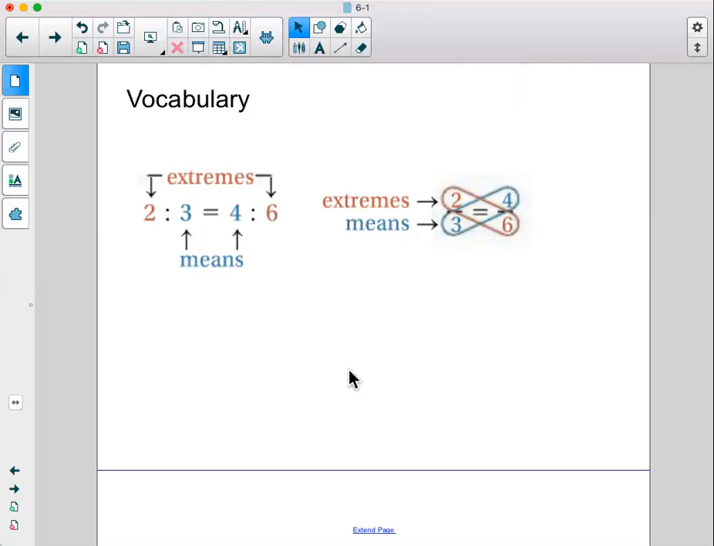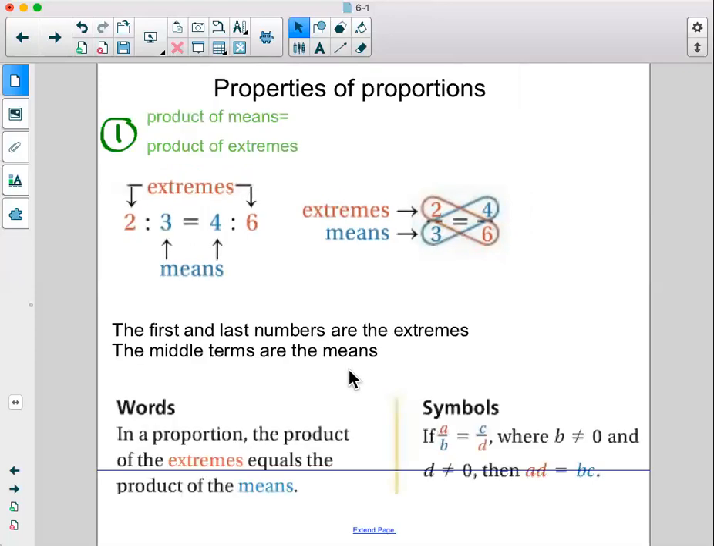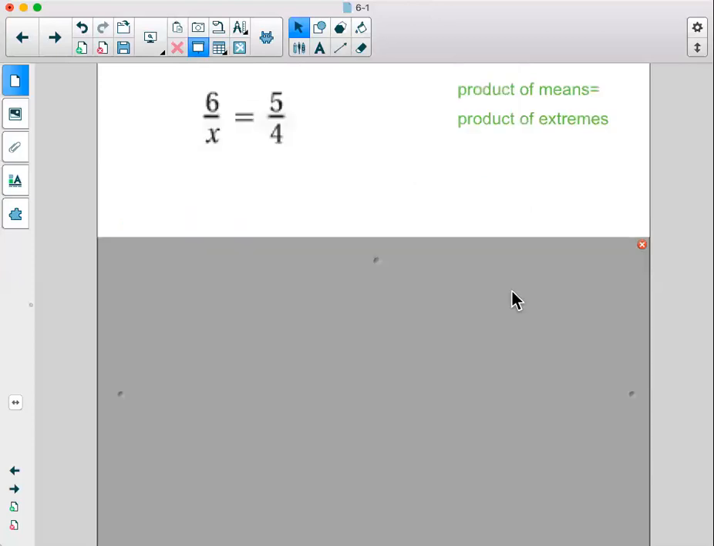Okay, those words are important because our first property is if you have a proportion, the product of the means equals the product of the extremes. So in this case, 2 times 6 would equal 3 times 4. So pause, practice on your own paper, and then press play.